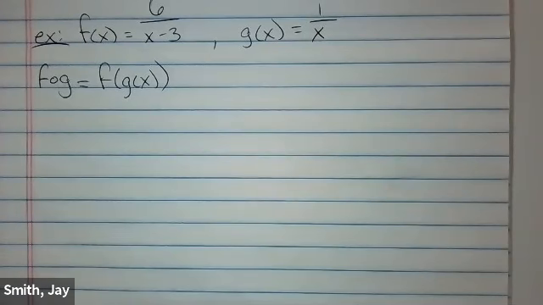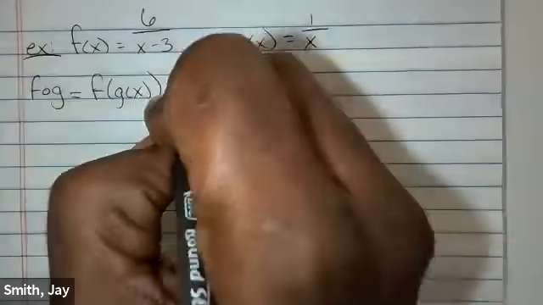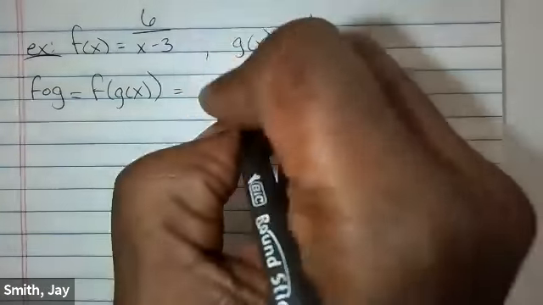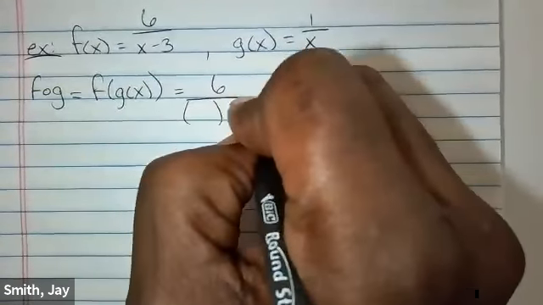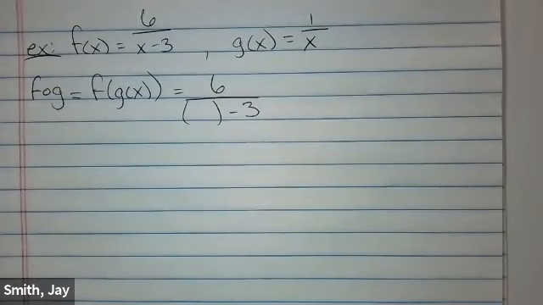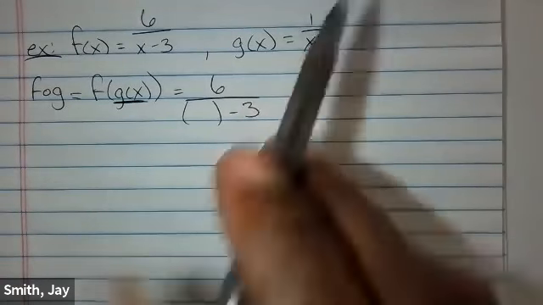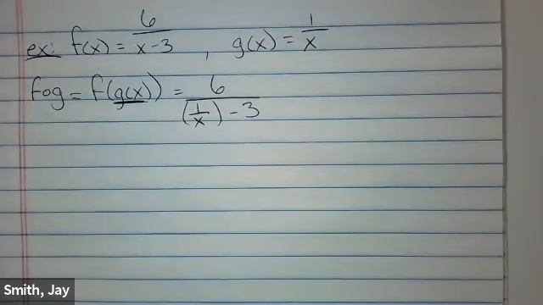Just like in the previous example, what we're doing is taking one expression or one function, plugging it into the other. So we're going to work these from outside in. So here I'm going to start with f of x, which is 6 over x minus 3. And instead of writing the x, I'm simply going to leave an open parentheses because this is where I'm going to make my substitution. And what we're substituting this time is what's on the inside, in this case, g of x. Remember, g of x is 1 over x.